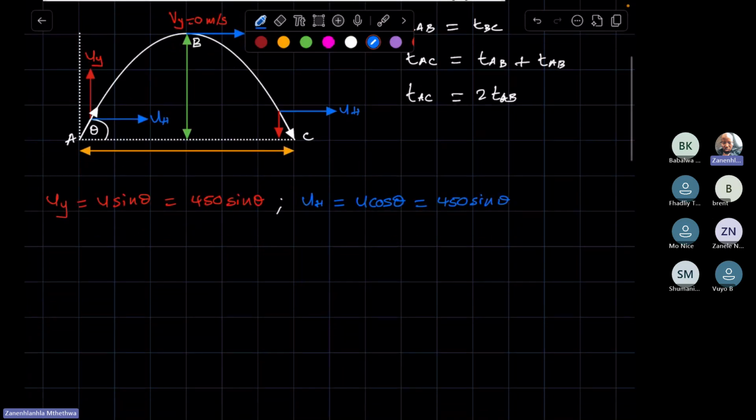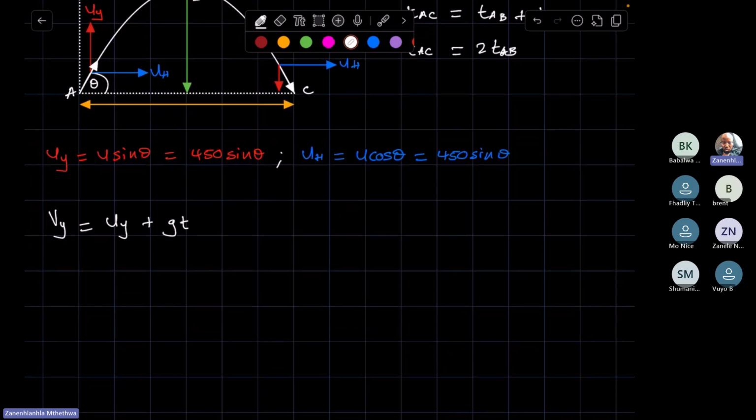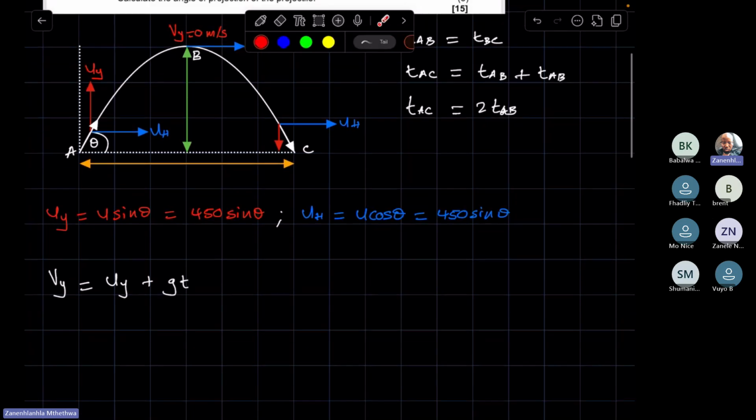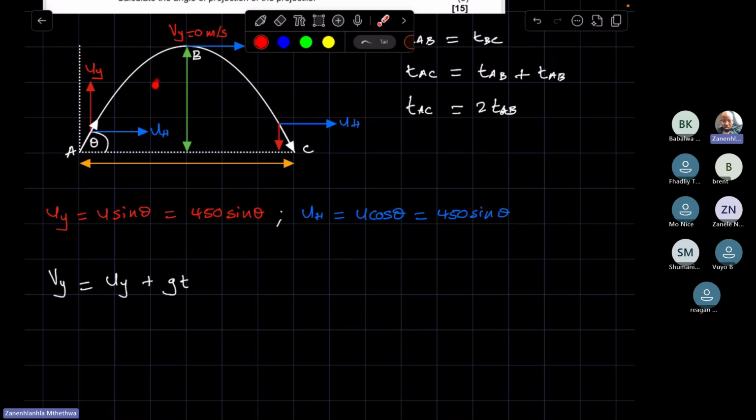So that means we can use final, so Vy is equal to Uy plus GT. We are able to use this formula. Again, looking at this side of the projectile, the projectile is still going up towards the apex, meaning that G on this side is negative. So if G is negative, it means that will be minus.